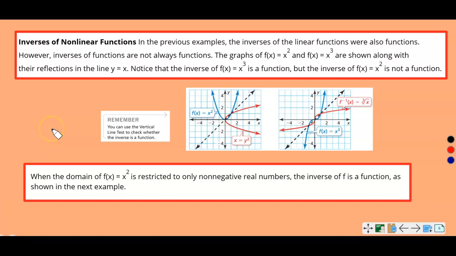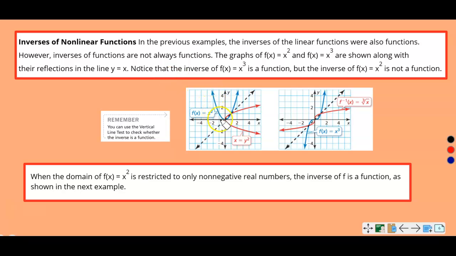All right, some more important information, again with inverses being new. Want to make sure that we cover this in detail. Inverses of nonlinear functions. So in the previous examples, the inverses of linear functions were also functions. So if you have a line, the inverse of that line is also a function because it's going to pass both the vertical and the horizontal line test. However, inverses of functions are not always functions. The graphs of f of x equals x squared and f of x equals x cubed are shown, along with their reflection in the line y equals x. Notice that the inverse of f of x equals x cubed is a function, but the inverse of f of x equals x squared is not a function.